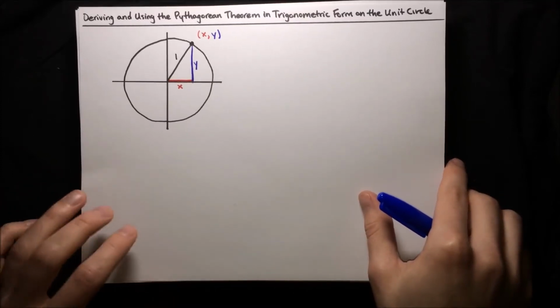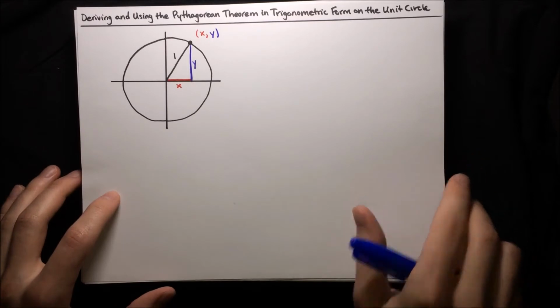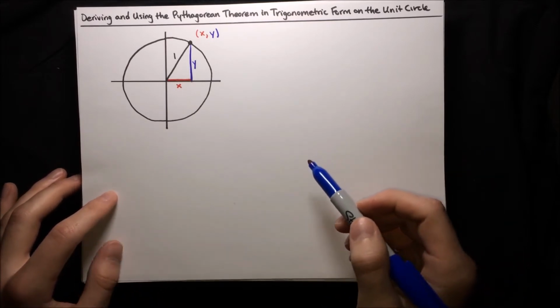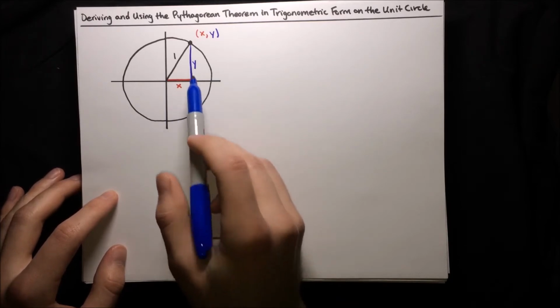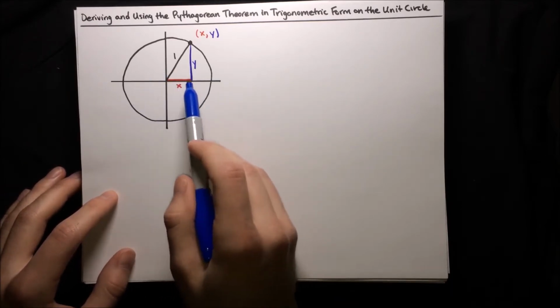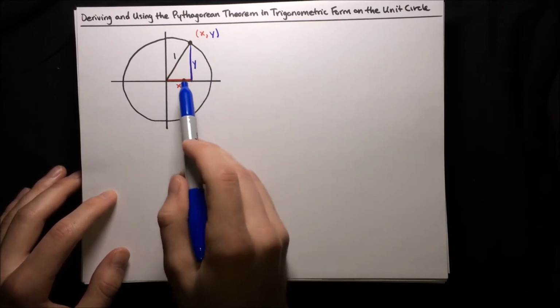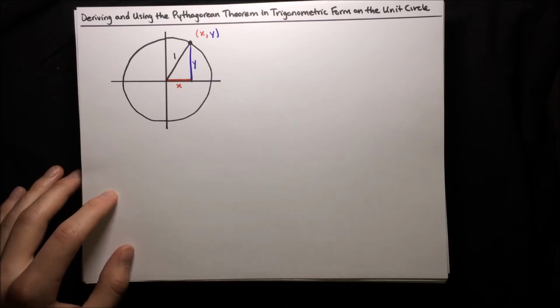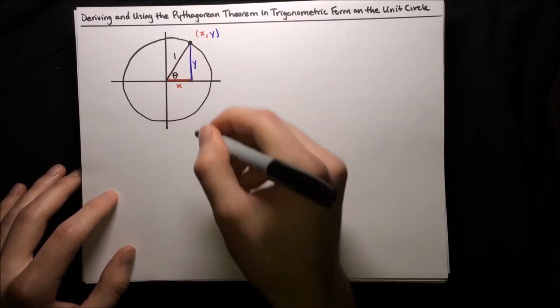In this video, I'm going to show you how the Pythagorean theorem relates to trigonometry and the unit circle. We're going to start off by thinking about the unit circle. Here we've got the unit circle drawn with a triangle in it, and this triangle is constructed for the point xy on the unit circle. It just goes over x units, up y units. And we're going to put an angle, theta, in this triangle.